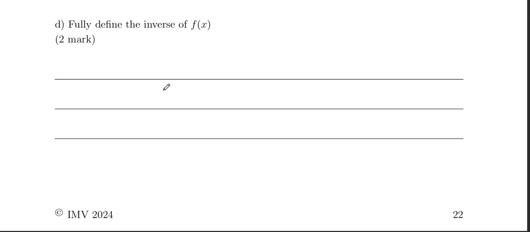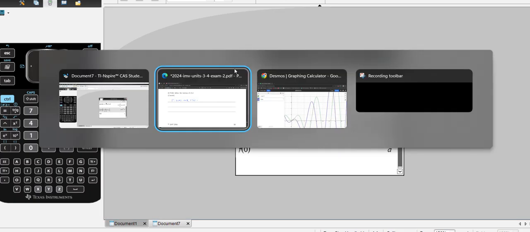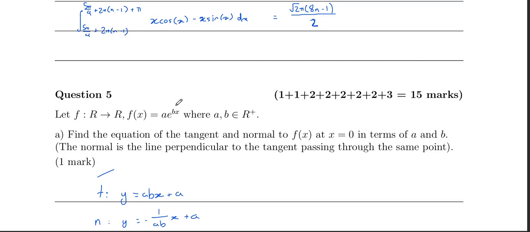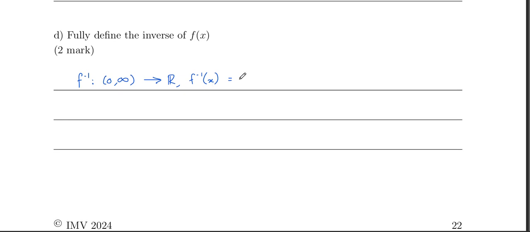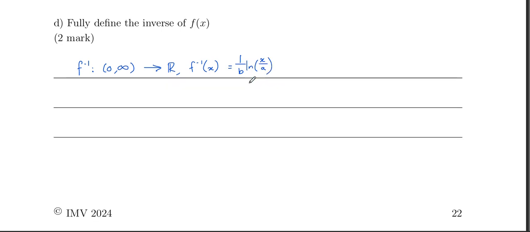Fully define the inverse of f of x. Okay, so f negative 1, the range of f of x is 0 to infinity, so the domain of the inverse is going to be 0 to infinity. And the function is going to be equal to, so literally just rearranging this, a e to the b y is equal to x, we'll get that y is equal to 1 over b ln x on a. There we go.